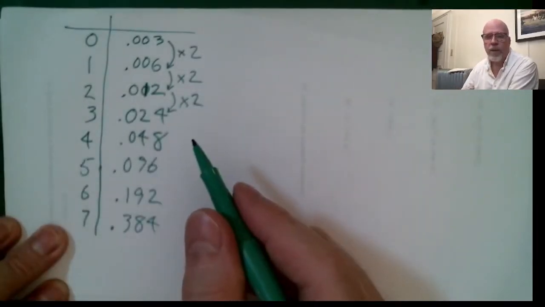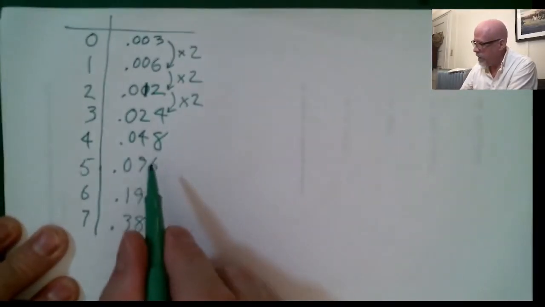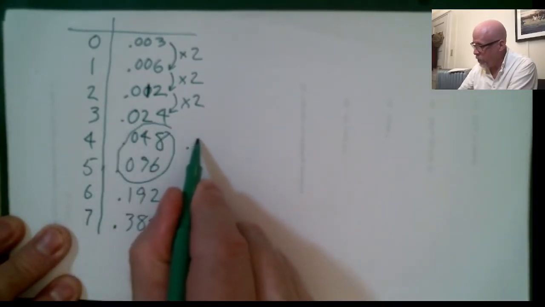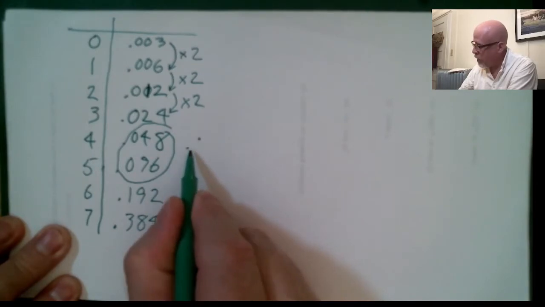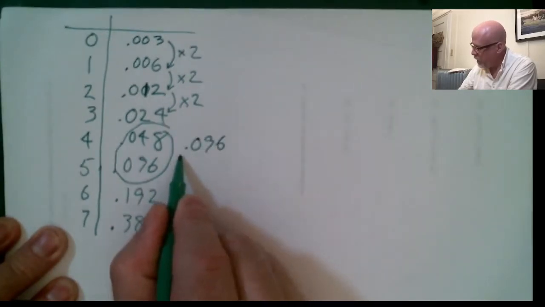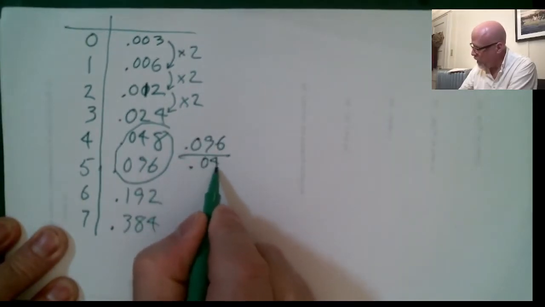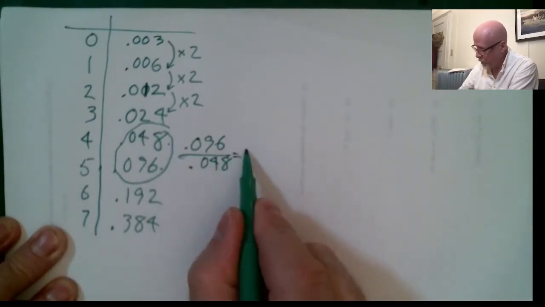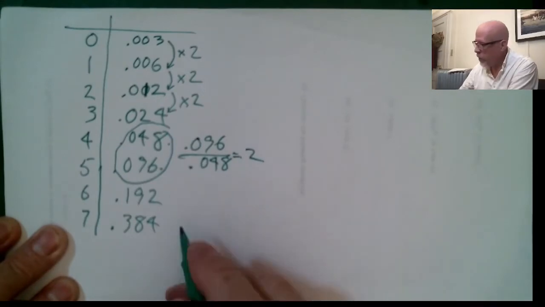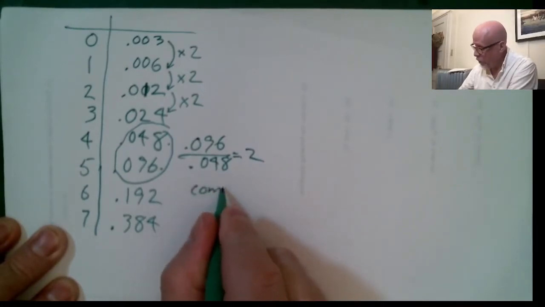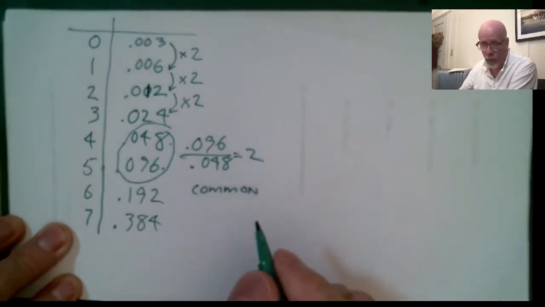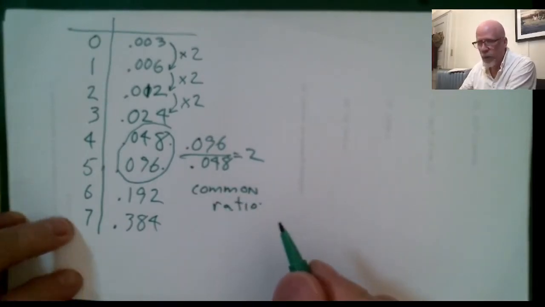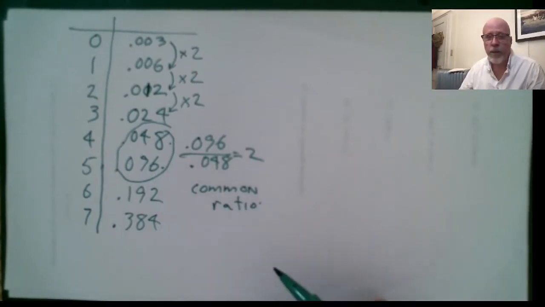How do you locate what that factor was? What you actually do is take two adjacent things and form their quotient or their ratio. Take 0.096 and divide it by 0.048, the latter one divided by the earlier one, and you get 2. So that's called a common ratio. And what this and all exponential growth patterns have in common, no pun intended, is they have a common ratio.